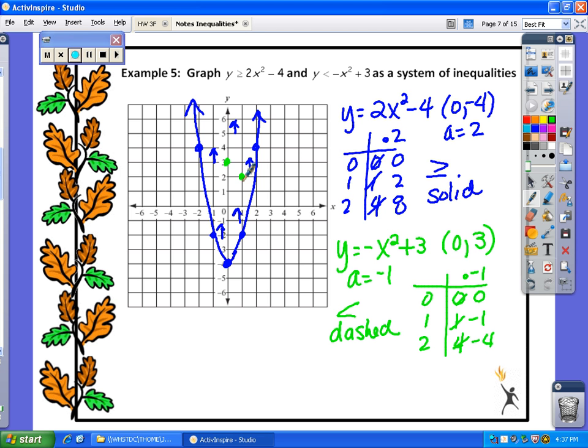I'm going to go right 1, down 1, right 2, down 4. Try that again: 1, 2, 3, 4. And left 1, down 1, and left 2, down 4. So this one is dashed. And we could do the 3, 3, 9, which becomes negative 9. Let's do that too. 1, 2, 3. Okay, so let's do it all the way out our graph.